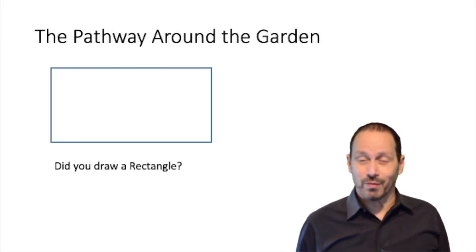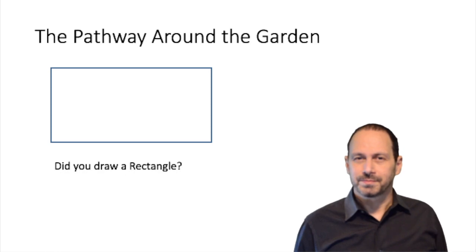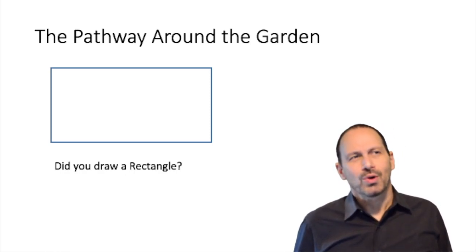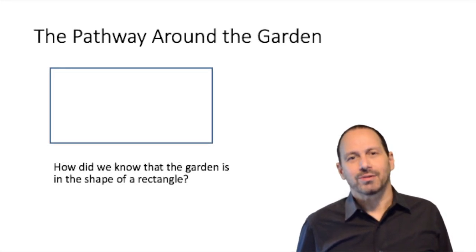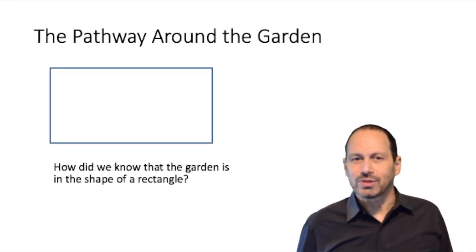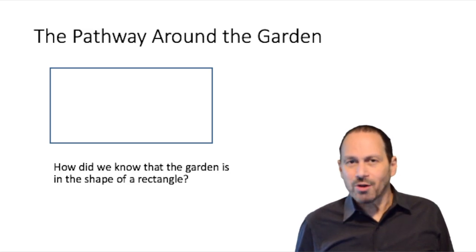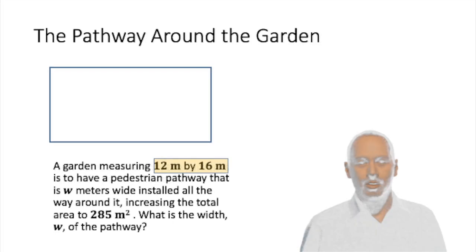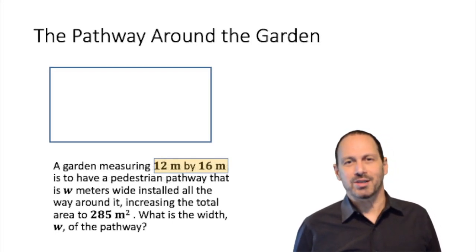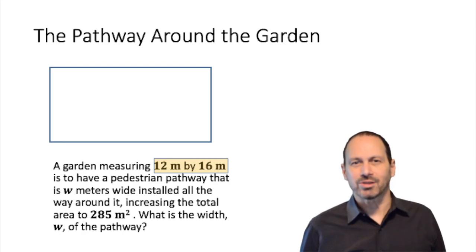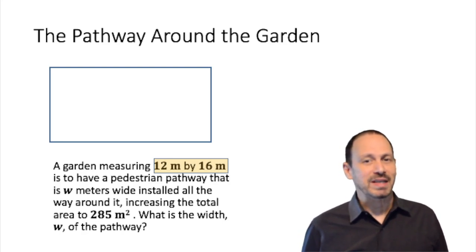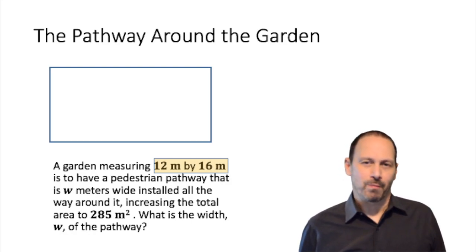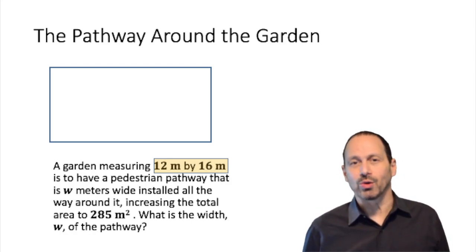Did you draw a rectangle? If you did, how did you know to draw a rectangle? How do you infer that the diagram is in a rectangular shape? You probably know that it's a rectangular shape because of the dimensions. 12 meters by 60 meters suggests that it's in rectangular shape. We can infer that it's going to be rectangular.